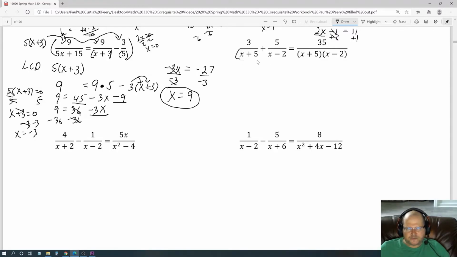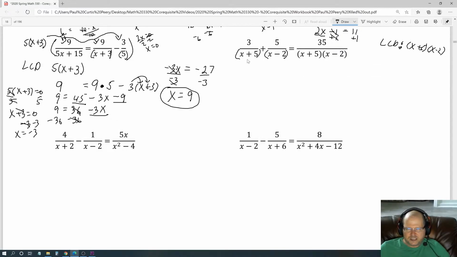All right, let's move on to the next one. So we want to have everything factored first so that we can find the LCD. In this case, everything's already factored, so the LCD is going to include an x plus 5, and it's going to include an x minus 2.